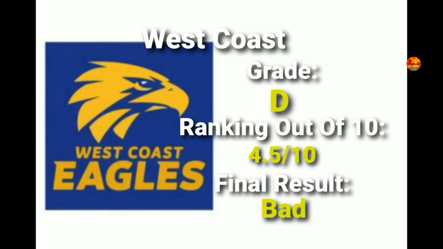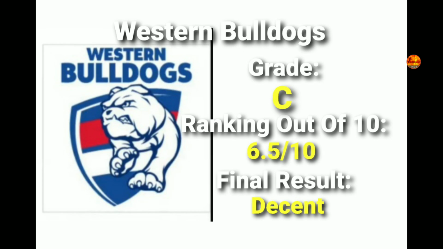Alright guys, now to second last club, West Coast, grade D, ranking 4 out of 10, final result bad. West Coast only got Sam Preskey-Seaton. I don't really think they got anyone else. They may have got a couple of picks here or there or something like that, but not too much more. Again, for West Coast, it wasn't the best trade period at all. Yep, D, 4 out of 10 and a bad. Just not the best for West Coast.